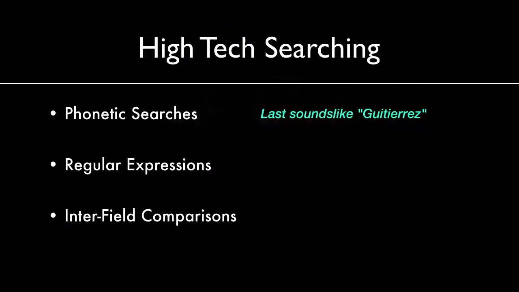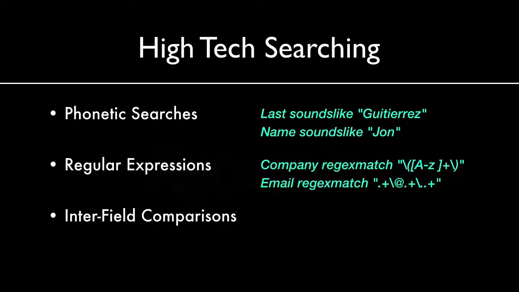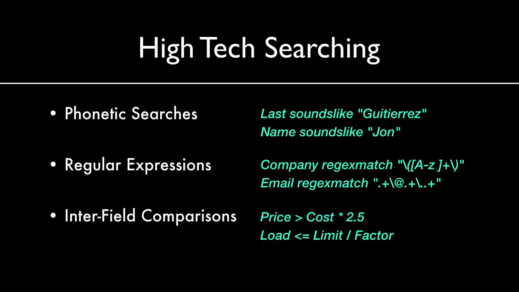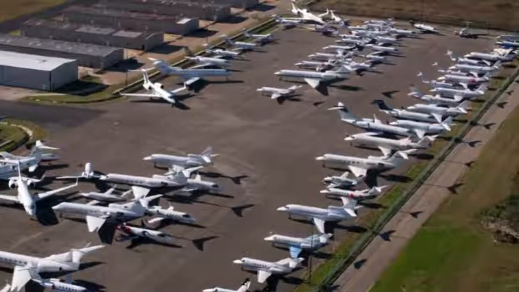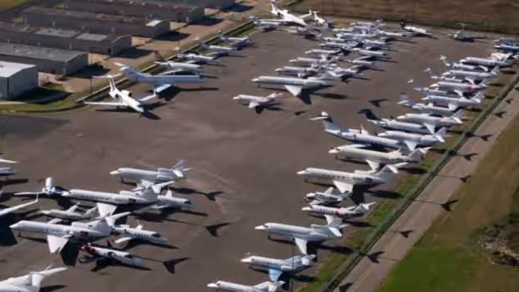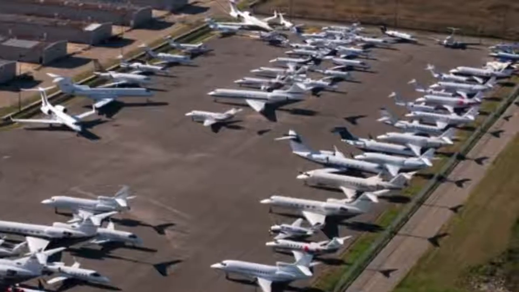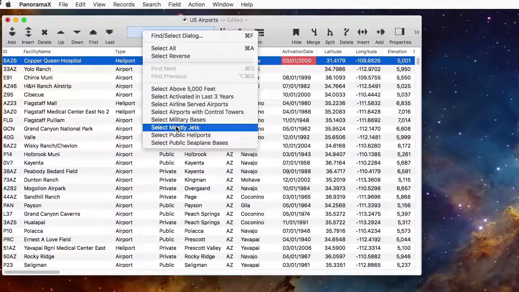Panorama really shines for non-traditional searches like phonetic matches, regular expressions, or comparing one field to another. Panorama can perform these non-traditional searches at the same high speed as ordinary fixed value searches. For example, most airports have more small engine piston planes rather than jets. But what if I'd like to find all airports that have mostly jets? I've set up a favorite search for this unusual combination.